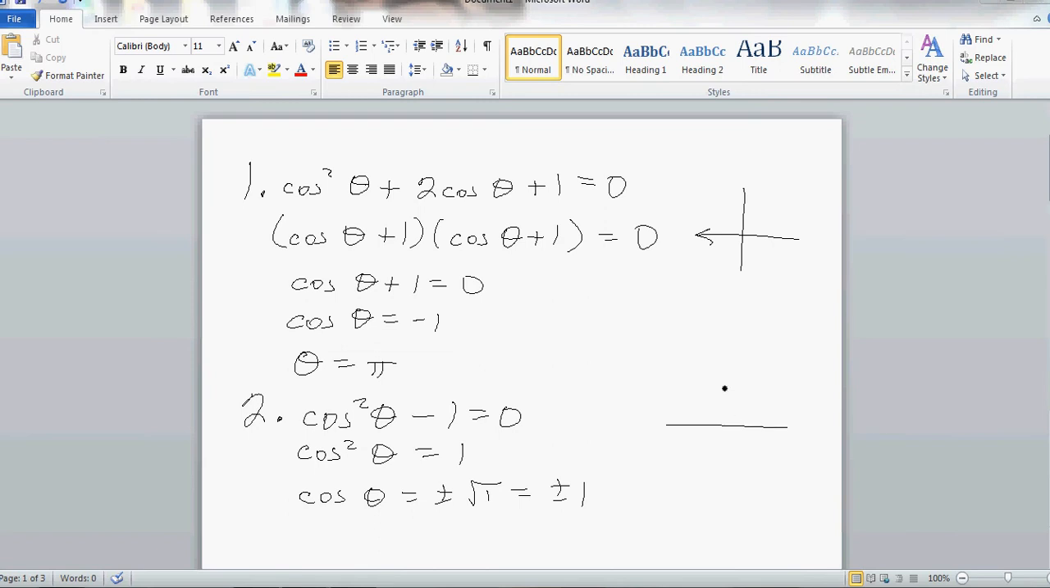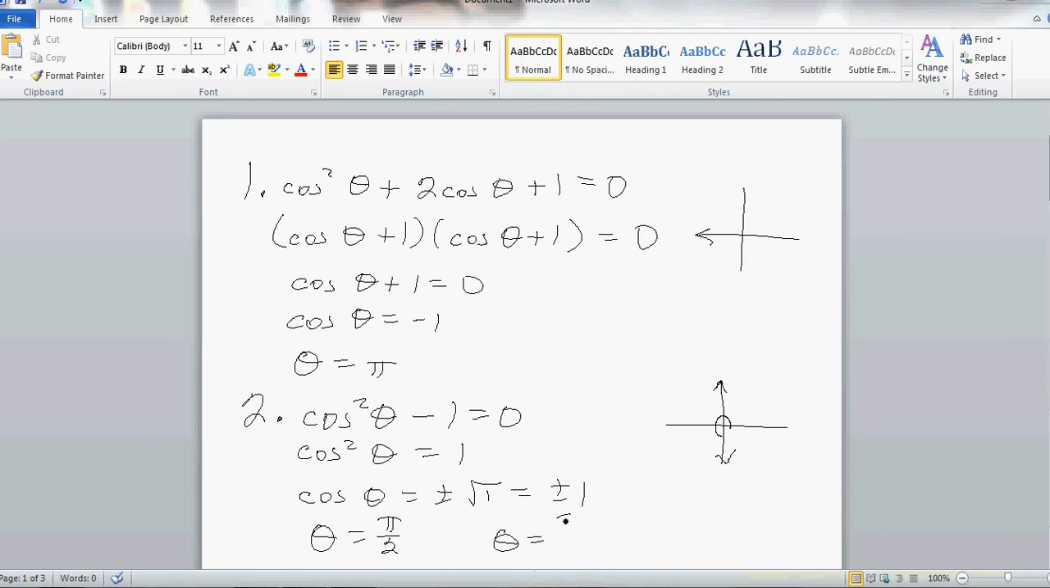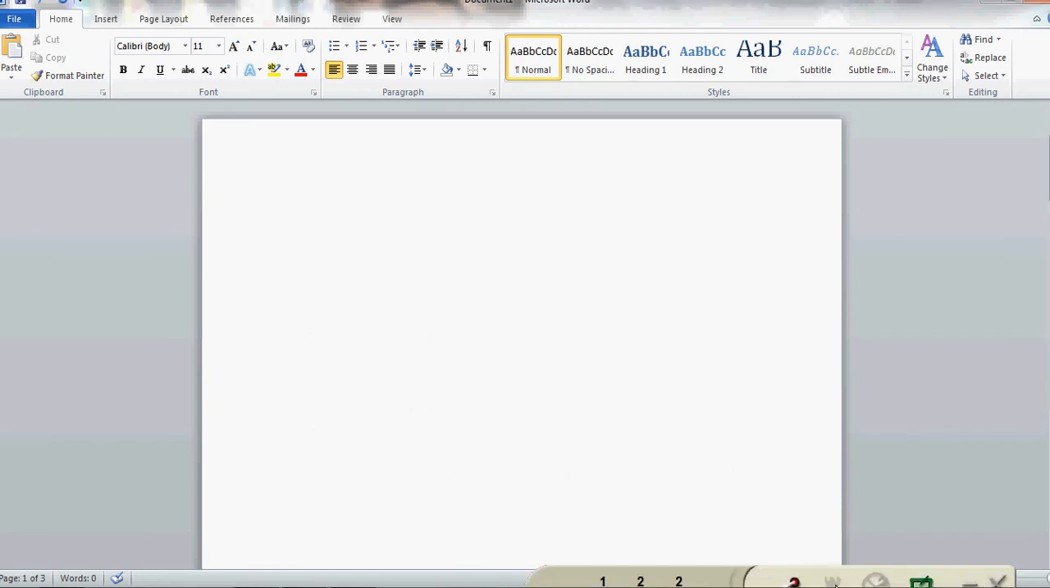And so then all we have to do is ask, okay, where does the cosine of theta equal either a positive 1 or a negative 1? And that occurs here and here. Once again, this coefficient here is a 1, so we only have to go through one time. So this angle right here would make theta equal to pi over 2. And the other angle would go all the way around to there, and that is 3 pi over 2. And that is the answer for number 2.